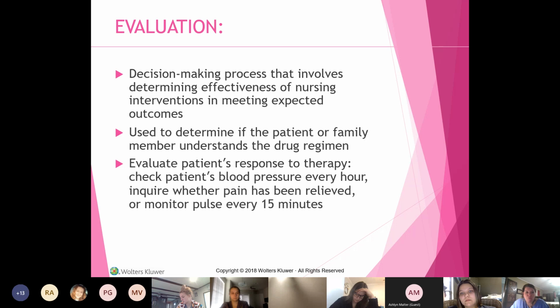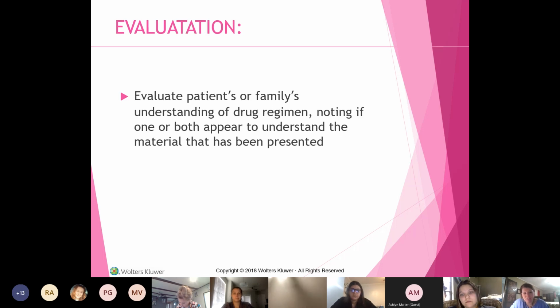And then your evaluation portion of the nursing process is we're going to see were those nursing interventions effective or were they not? We want to see if the family and the people involved in our patient's care are understanding those interventions and the use of the medications. We're going to evaluate our patient's response to therapy. So we're going to have to follow up after giving medications.